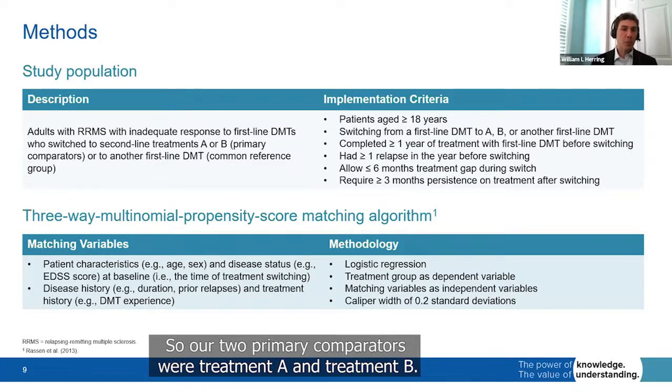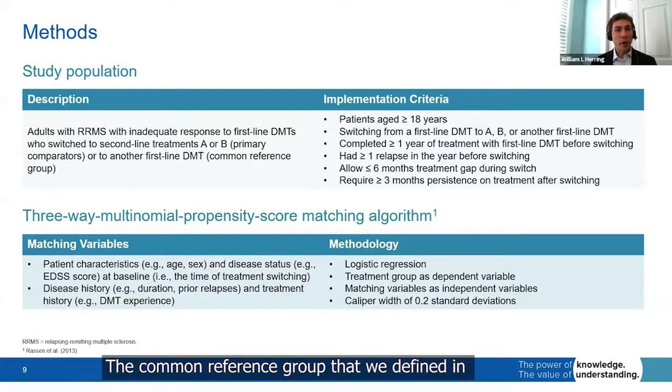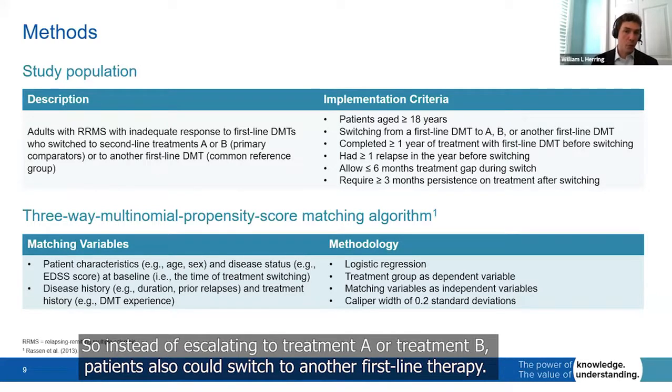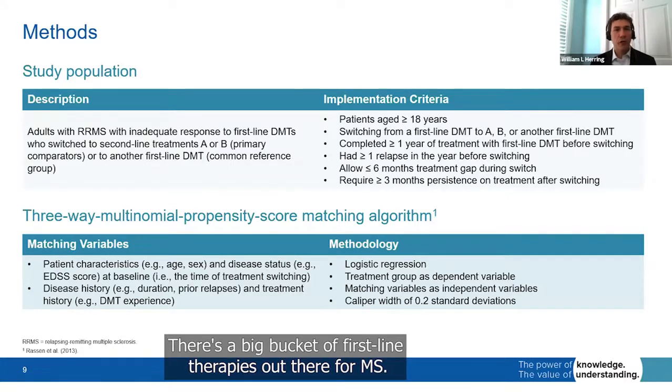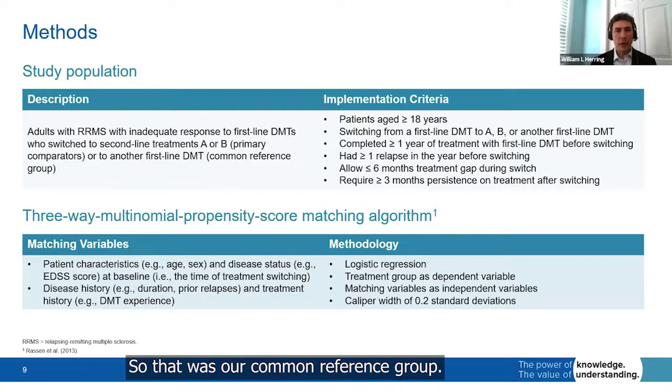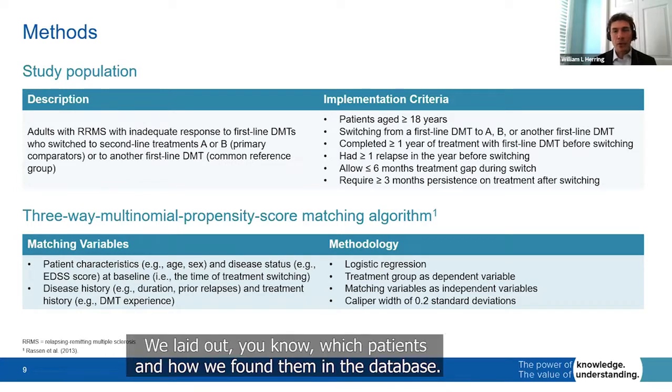So our two primary comparators were treatment A and treatment B. The common reference group that we defined in our model was switching to another first-line therapy. So instead of escalating to treatment A or treatment B, patients also could switch to another first-line therapy. There's a big bucket of first-line therapies out there for MS, so that was our common reference group. There are some criteria you can see here. We laid out which patients and how we found them in the database.